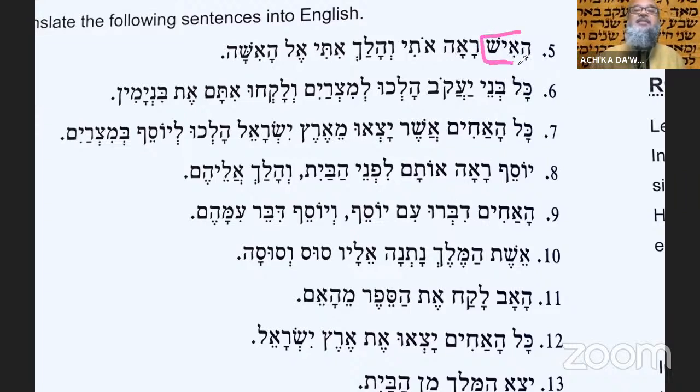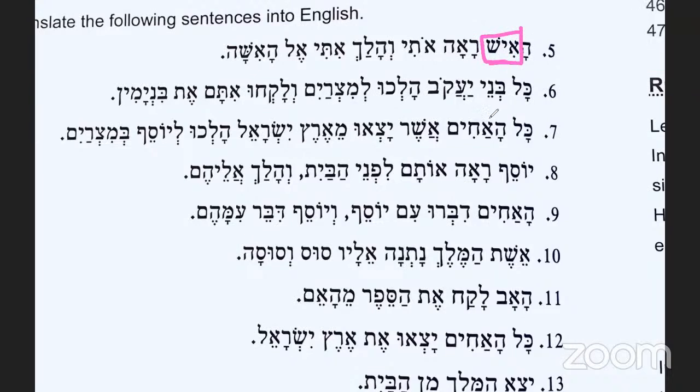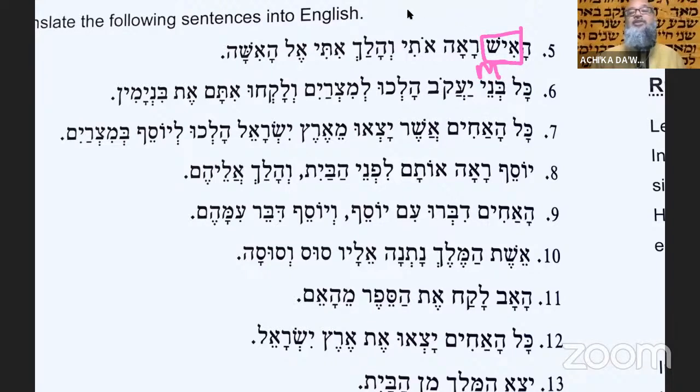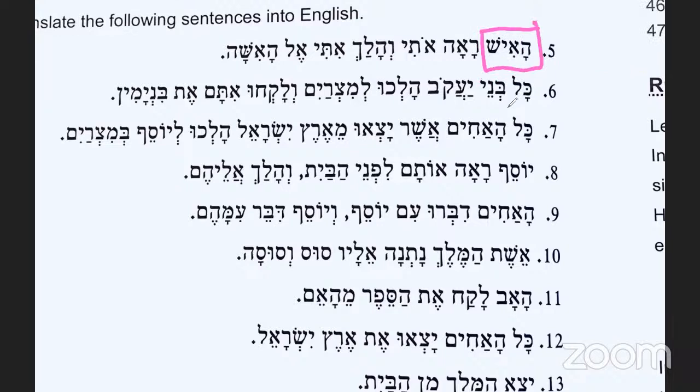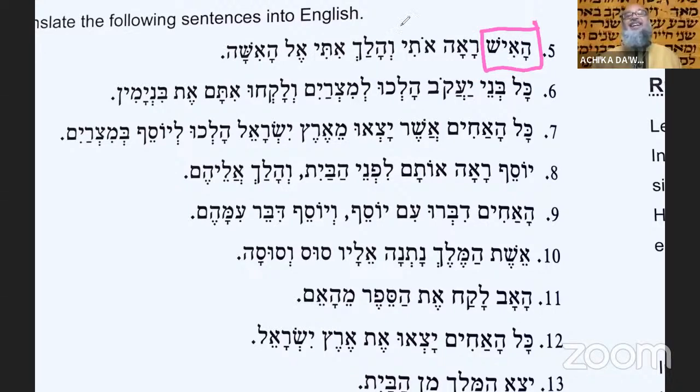What's this? Ish. And what does ish mean? Man. Okay, so what's the first little piece of your puzzle? What does it say? Ish. Yeah, ha-ish, the man. Okay, got it. All right. Now, this is our vocabulary word. It's called ra'ah. I don't expect you to remember because you haven't studied it, but ra'ah means to see. And then we just learned about oti.